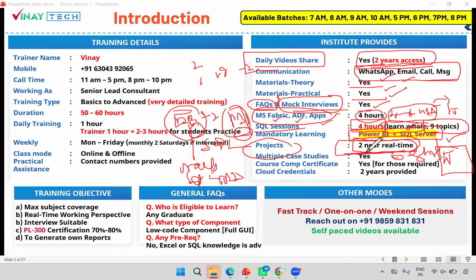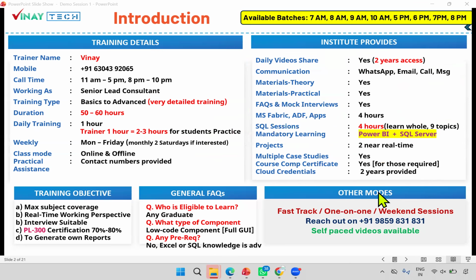And multiple case studies I will cover for better hands-on, and a course completion certificate you receive at the end for those who completed, and cloud credentials are also provided. So what are cloud credentials?